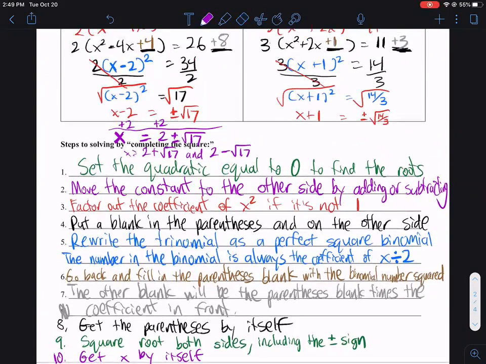So over here, to get rid of the +1, we would subtract 1 from both sides. Okay, so this time it's -1 plus or minus, and then we have the square root of 14 over 3.